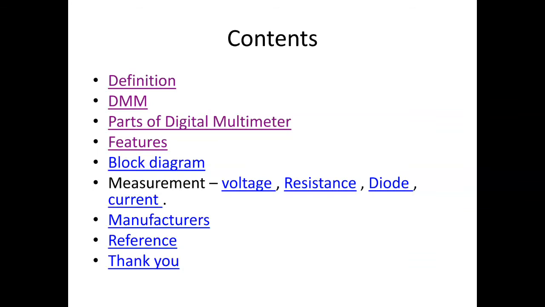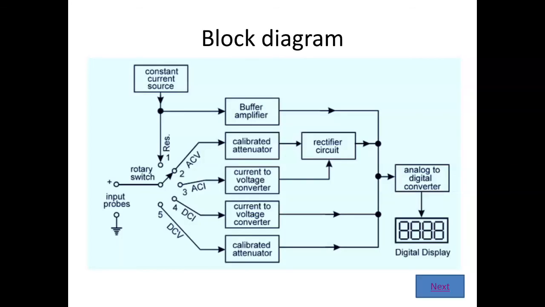And next, if you're going to see the block diagram, this is the main function. This is the internal block diagram of your digital multimeter. Fine. So the first one is resistance. If you're going to measure a resistance in a digital multimeter, what will happen? A constant current source is there and a buffer is there. These both play a major role in giving the resistance value of your resistance.